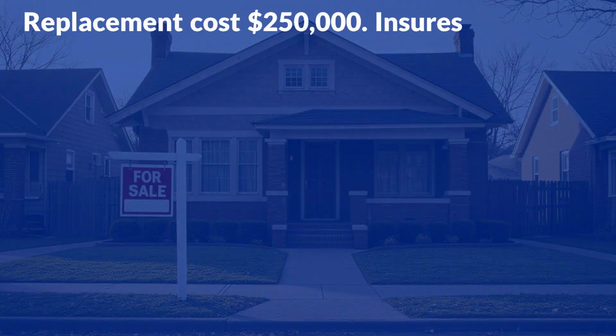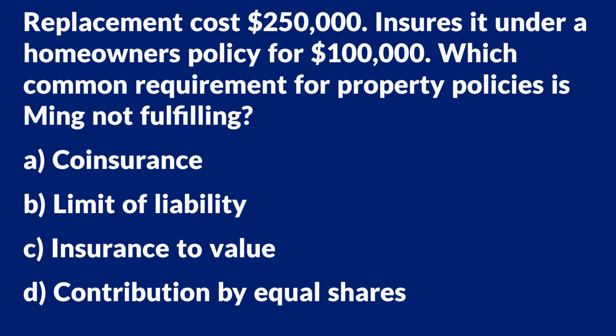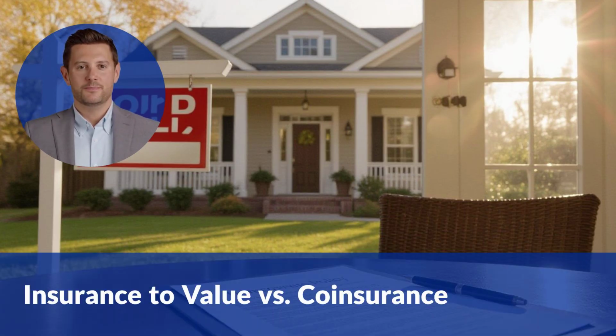Let's say Ming has a home with a replacement cost of $250,000, but only insures it under a homeowner's policy for $100,000. Which common requirement for property policies is Ming not fulfilling? A. Coinsurance. Or B. Limit of liability? C. Insurance to value. Or is it D. Contribution by equal shares? Answer: because a homeowner's policy is a personal lines product, the answer is C.